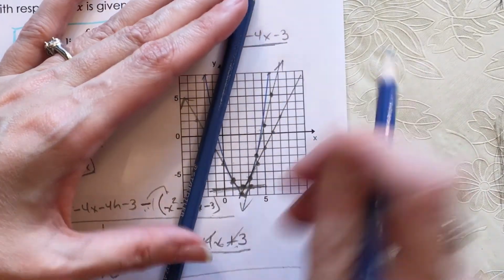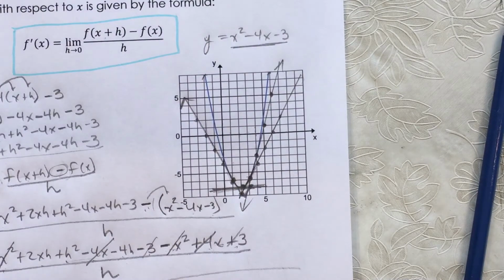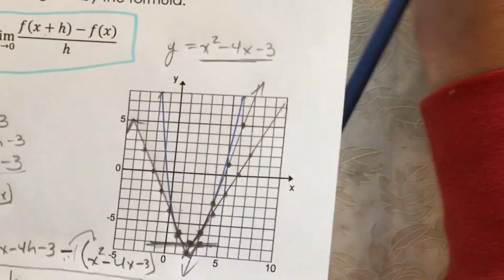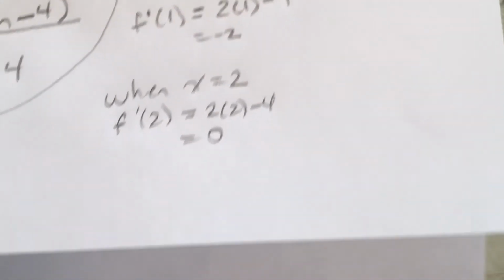And we've drawn in all our tangents for 1, 2, 3, and 4 here. So that's how the derivative is important. It allows you to find the slope of the tangent anywhere, not just at one specific point.